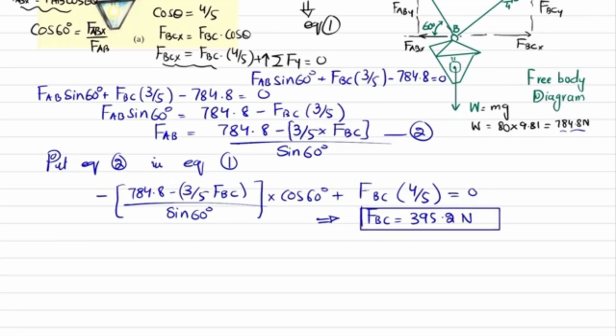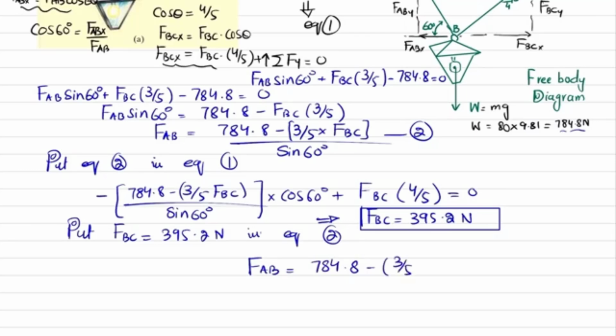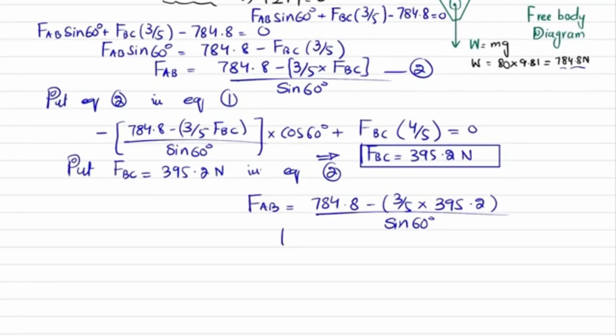Now put the value of this. Put FBC is equal to 395.2 Newton in equation number 2. So you will get FAB is equal to 784.8 minus 3 by 5 multiplied by 395.2 divided by sine of 60 degree. So you will get FAB equal to 632.4 Newton. Now you have forces in both the rods.